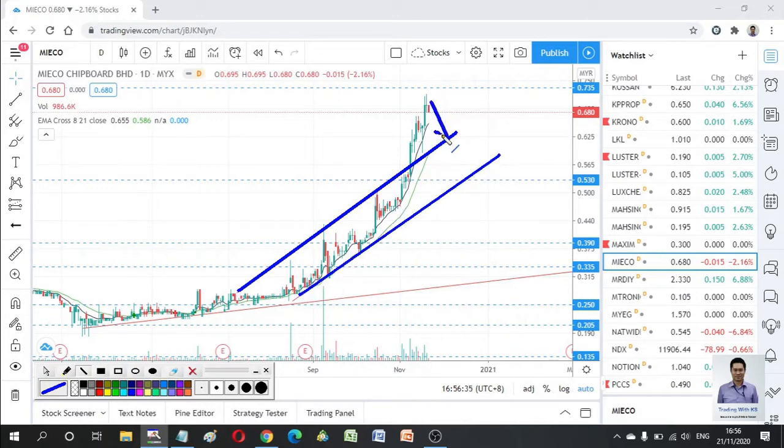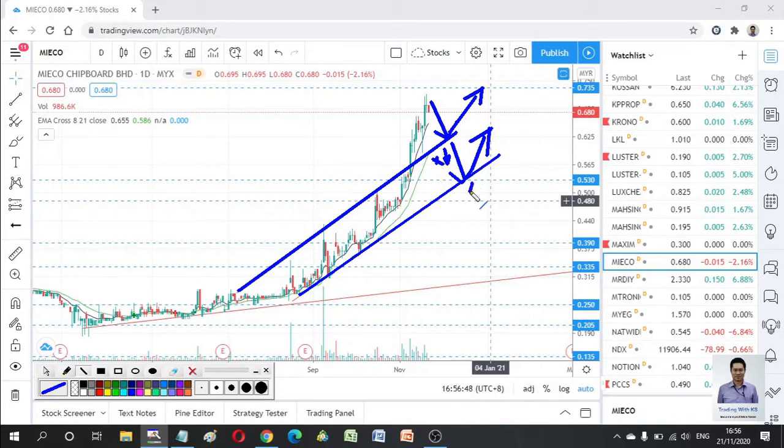You have to wait for a retracement either at this area or this area for you to initiate a buy. Of course, if you buy here and the price comes down here, this is your stop loss. If you buy here and the price comes down here, this is your stop loss.